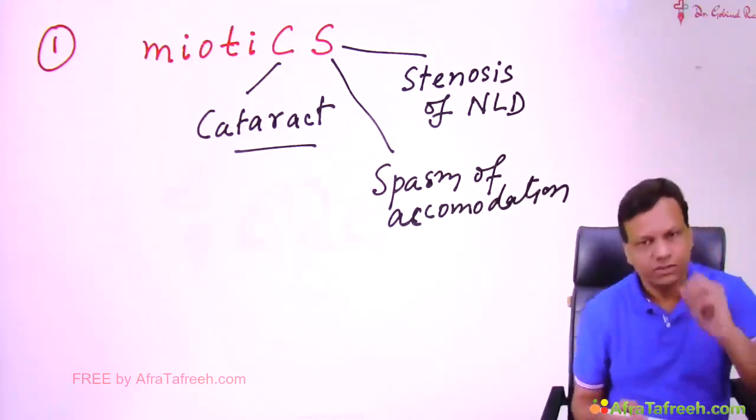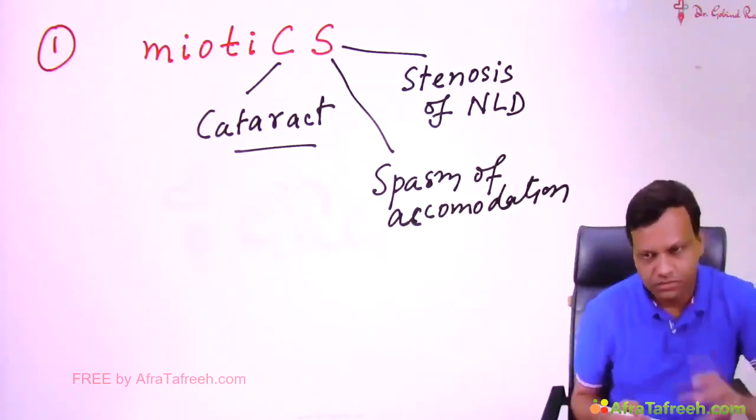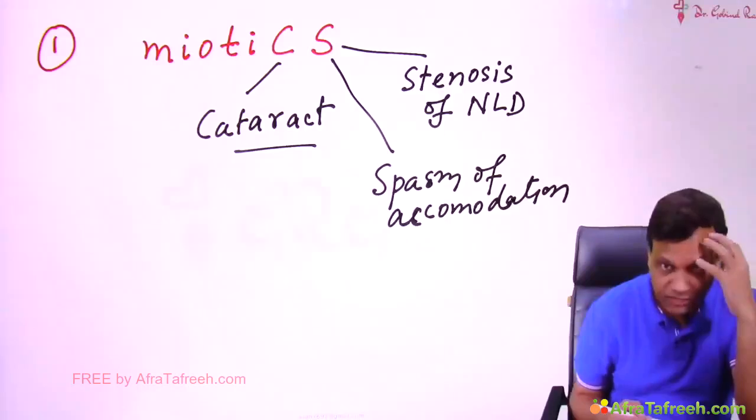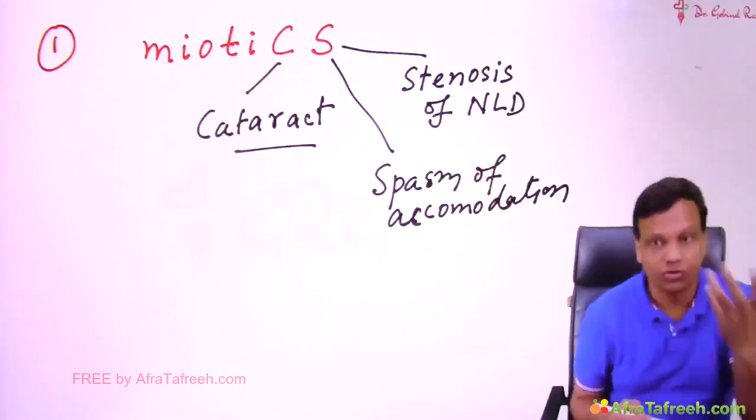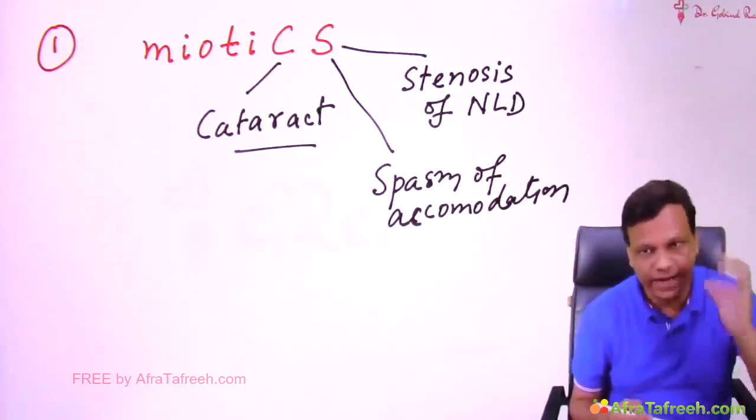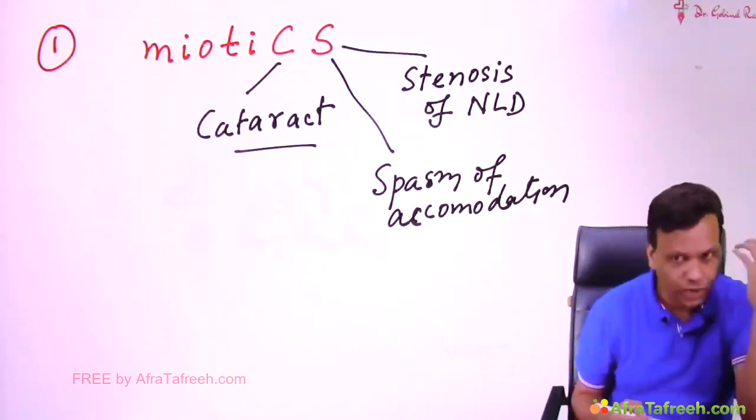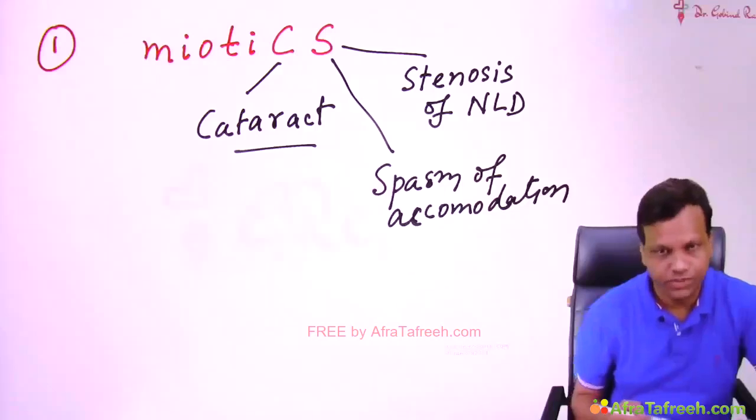Adverse effect of miotics. When spasm of accommodation occurs, the person will develop headache around the eyebrows, so known as brow ache. Okay? So headache in the forehead, around the eyebrows. So that is the miotic drugs.